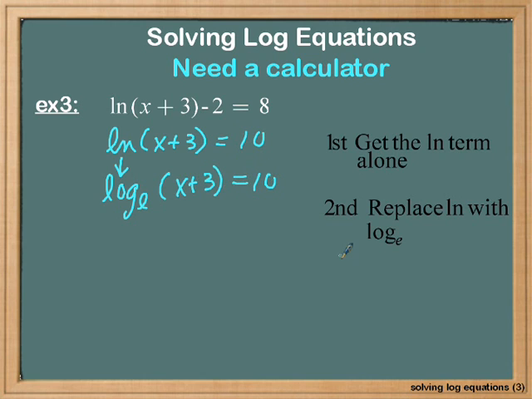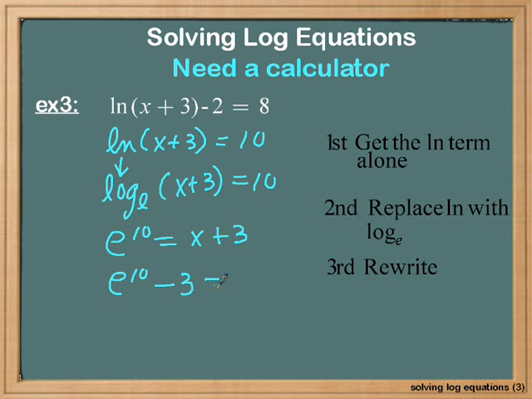And now that I have that done, can you figure out what we need to do next? You guessed right if you think we have to do a rewrite. So e to the 10th equals x plus 3. Now go ahead and get the variable alone, and we get e to the 10th minus 3. Remember, it's not part of the power. And at this point, we have to go ahead and do some calculator work.